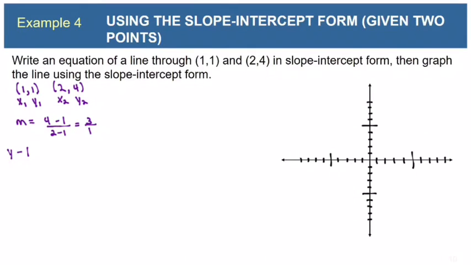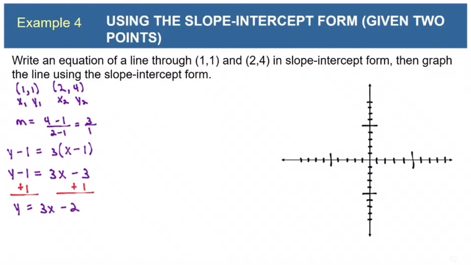And now in our point-slope formula, I'm going to use the point 1, 1. So y minus the y that we know equals m times x minus the x that we know. We'll go ahead and distribute that 3. And now we'll add 1 to both sides. That's going to give us y equals 3x minus 2. Now this is slope-intercept form because I can see that the slope is 3 and I can see that the y-intercept is negative 2.